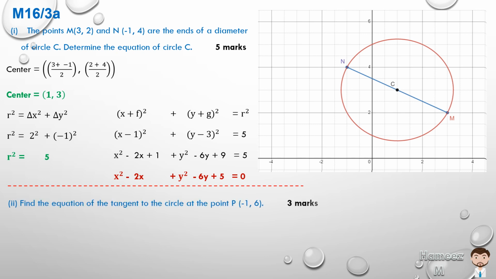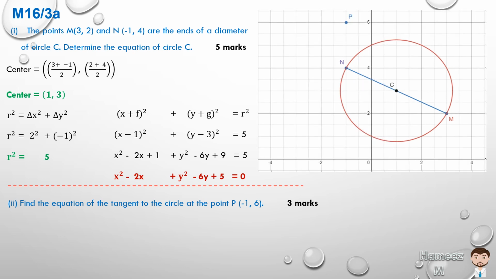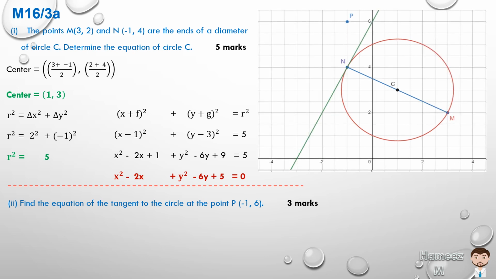Part 2, find the equation of the tangent to the circle at the point (-1, 6). So let's bring up the point (-1, 6). And notice that that is not even on the circle. So we cannot get the tangent to the circle at that point. So we believe there's a typographical error here, and the question should really be stating at the point (-1, 4), which is N. So we're going to work it out as if it was at (-1, 4) at N. And let's bring up a green line to indicate the tangent at that point. So remember that the question where it was at P cannot be found, it is an error. So let's work out the question as if it was at N.